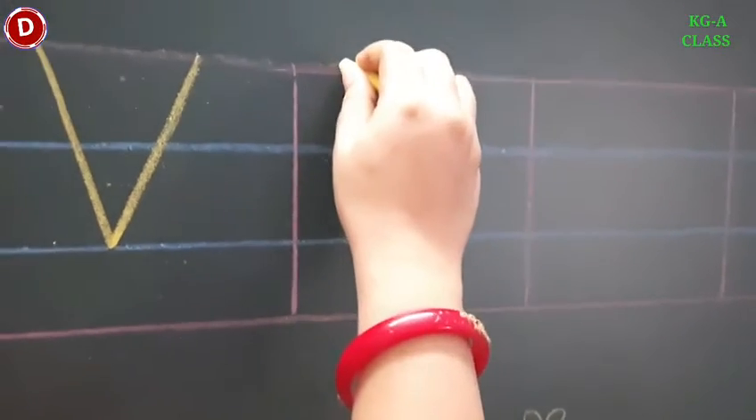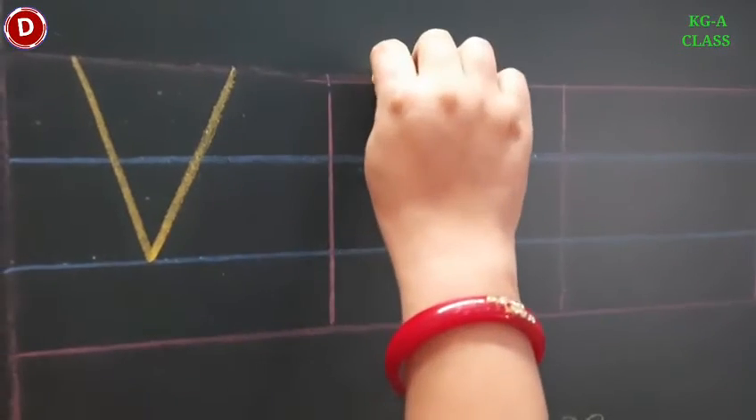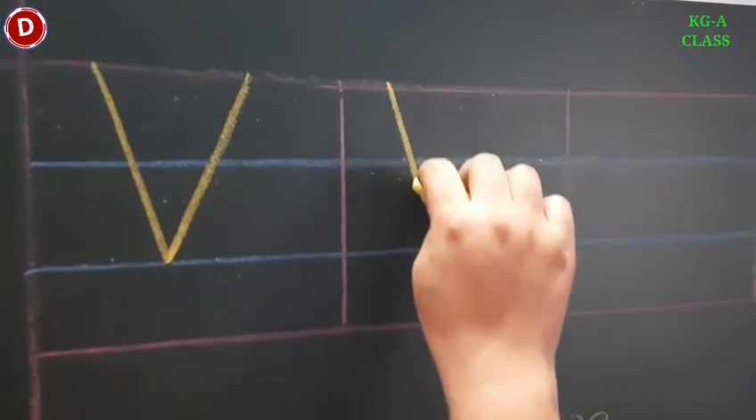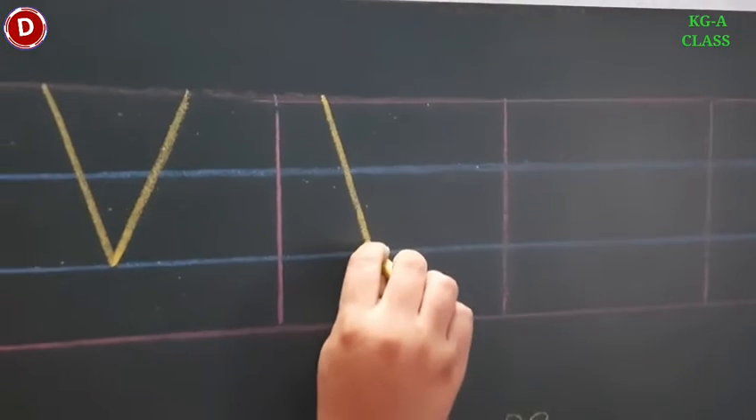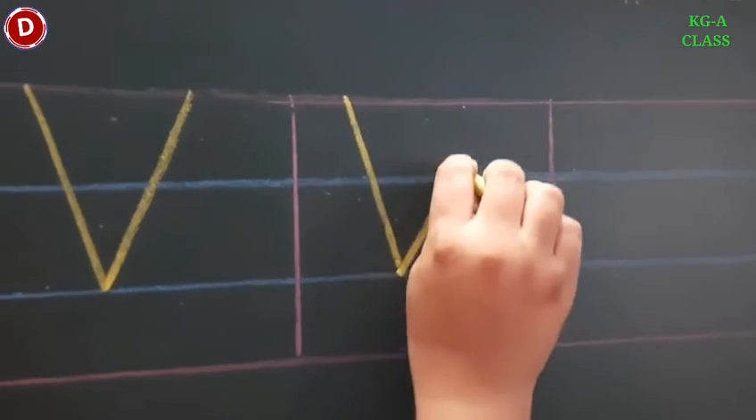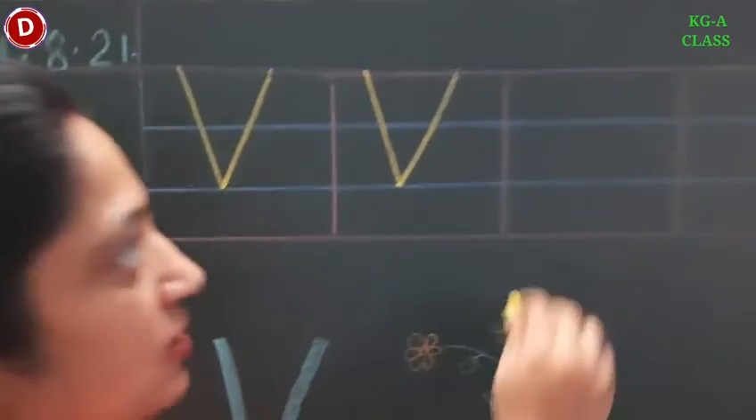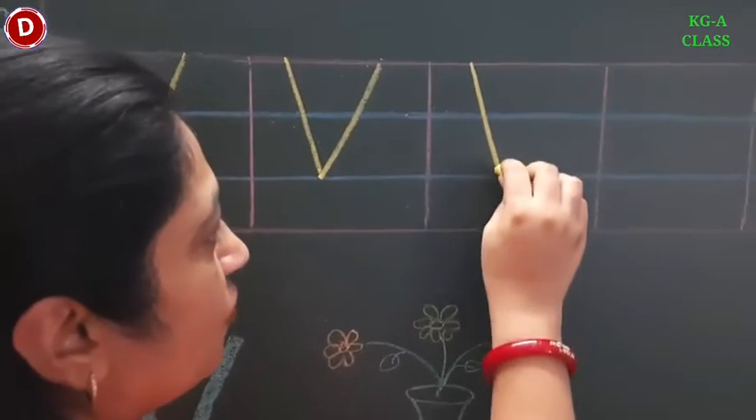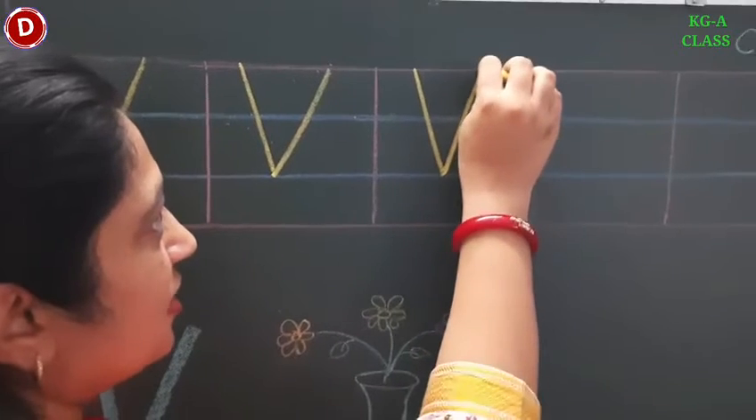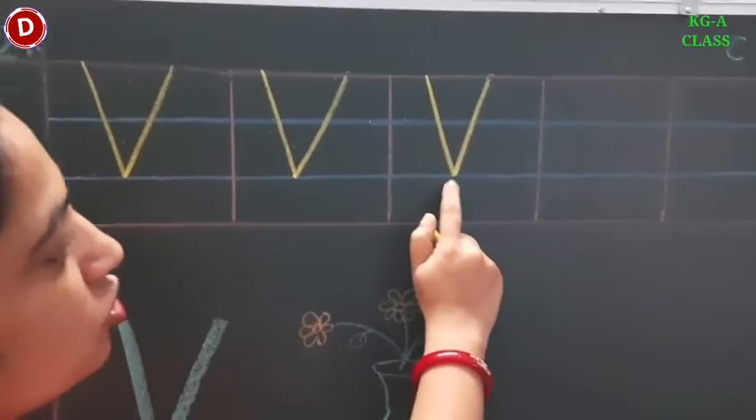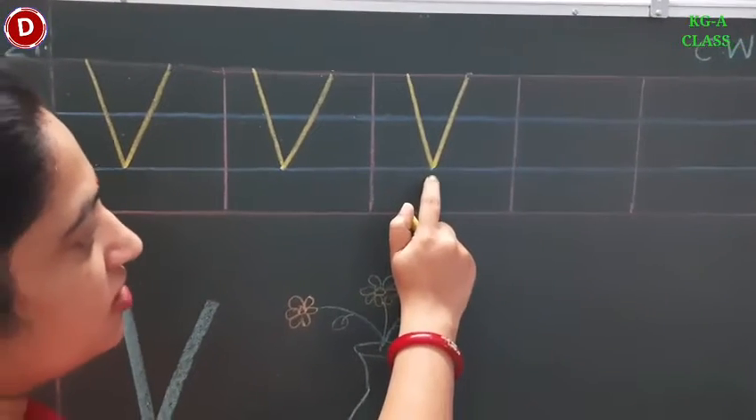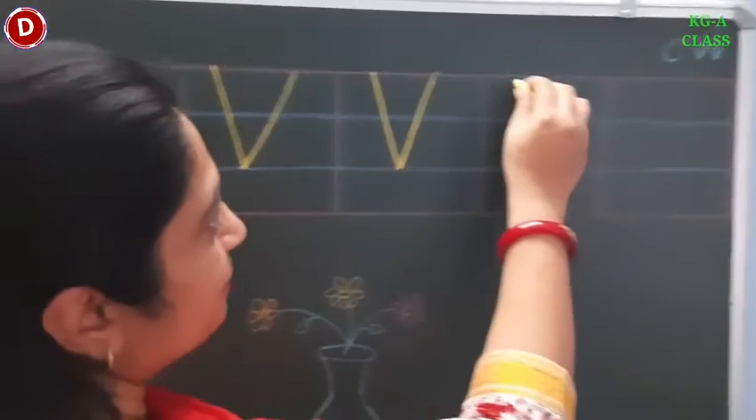Children, again I am writing. From this red line, you have to make a slanting line till the second blue line. Then again, you have to make a slanting line and you have to go up and touch the red line. In this way, you have to make capital V. One slanting line and another slanting line. And this part should be pointed like this. Okay?